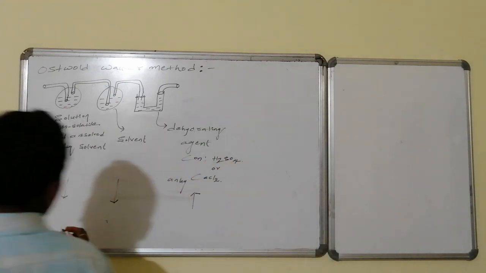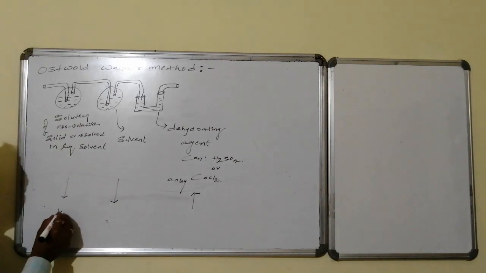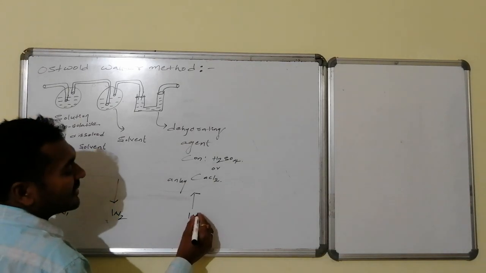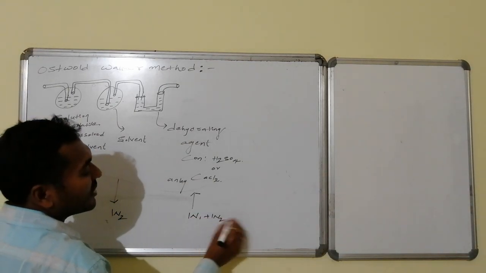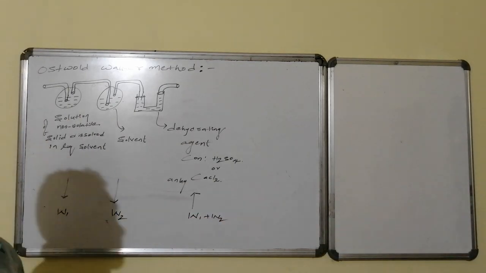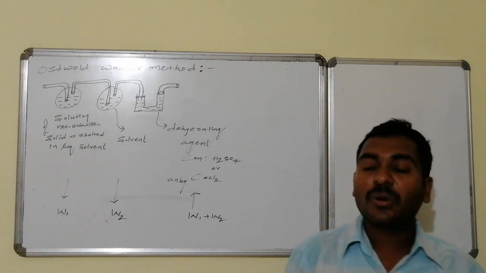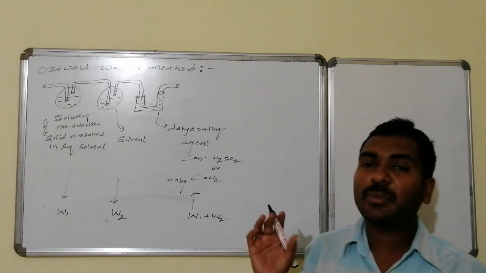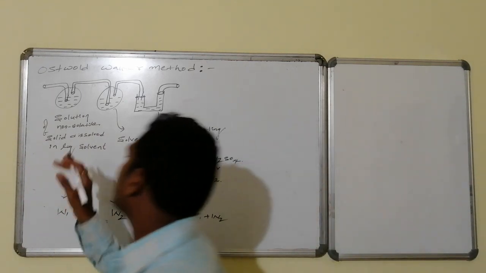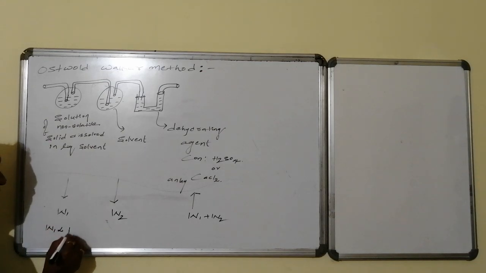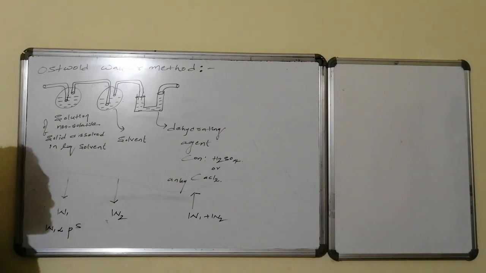So let us consider the weight loss here is W1, and here also the weight loss is W2. The weight gained here will be equal to W1 plus W2. As per the logical correlation of the things that are happening here, the weight loss in the solution chamber, W1, is proportional to the vapor pressure of the solution.